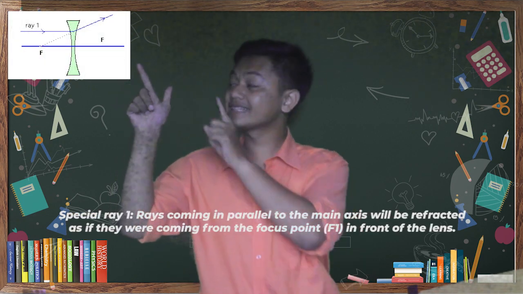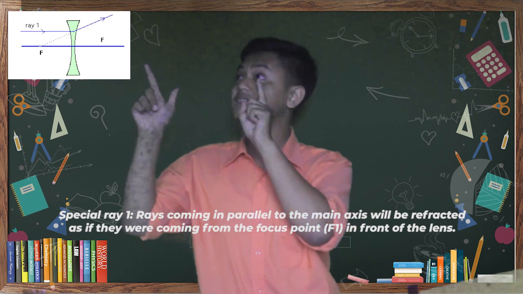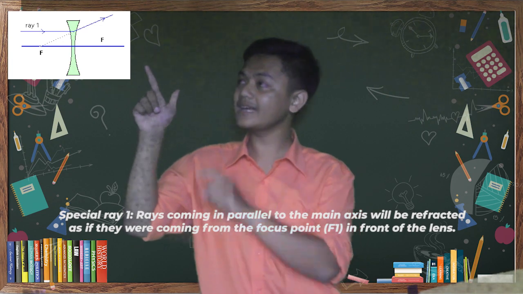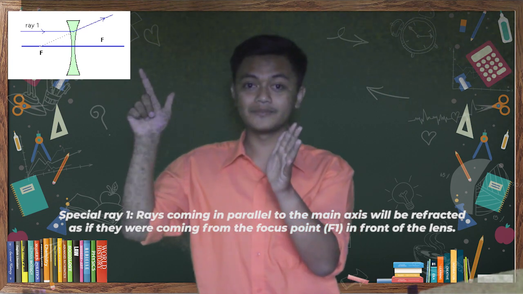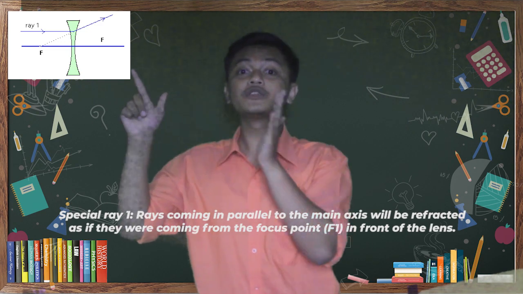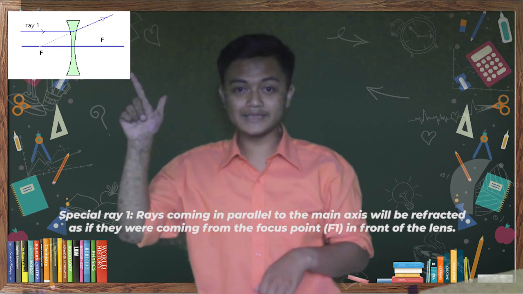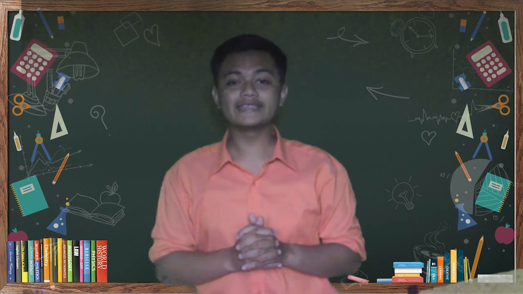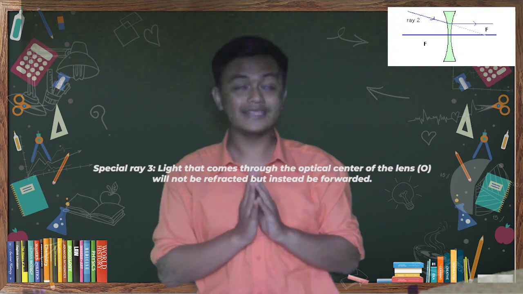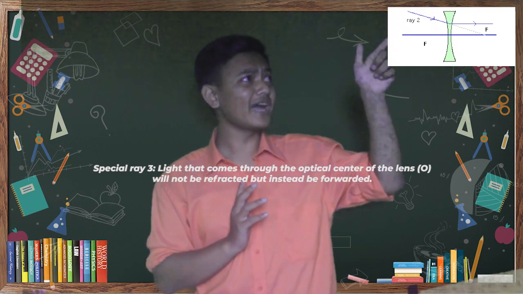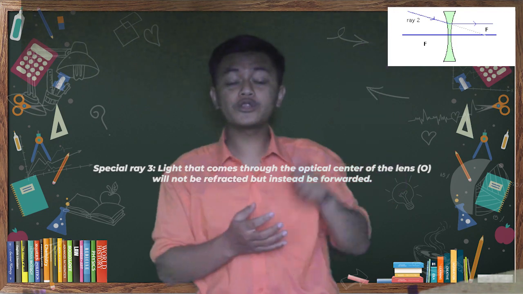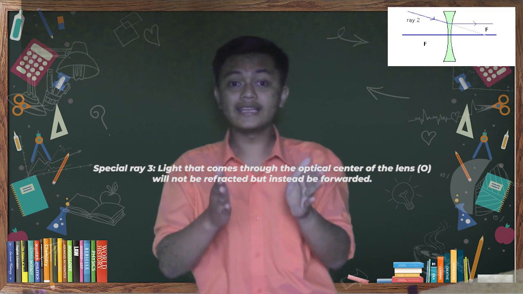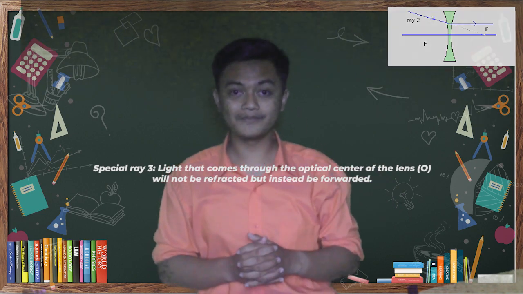the first ray says that the light will come parallel to the main axis and then will be refracted as if it were coming from the focal point behind the lens. You can see the pictures. And then the second ray of the concave lens says that the light which appears to go toward the focal point behind the lens will be refracted parallel to the main axis.